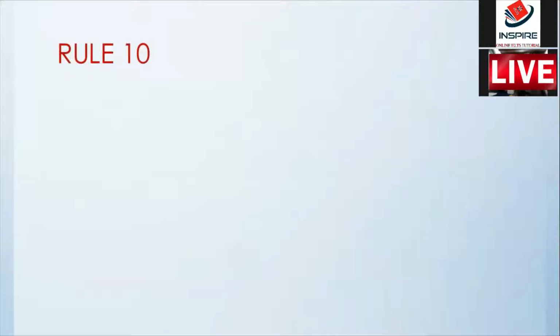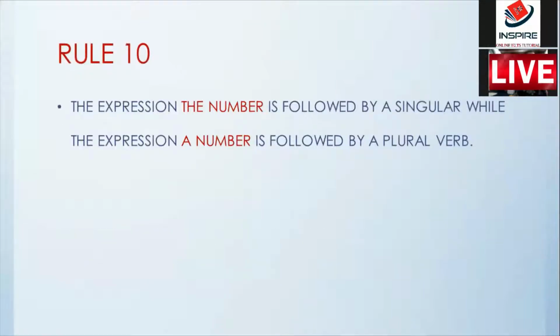Then rule 10. I know it is a little bit confusing. Once you get the recording, you just need to write each rule and compare among them so that it will be clear for you. Okay, the 10th rule is that the expression the number is followed by a singular verb, while the expression a number is followed by a plural verb. If we use the expression the number, it takes a singular verb, whereas if it is a number, it will be followed by a plural verb.